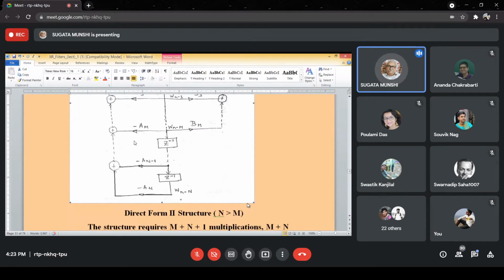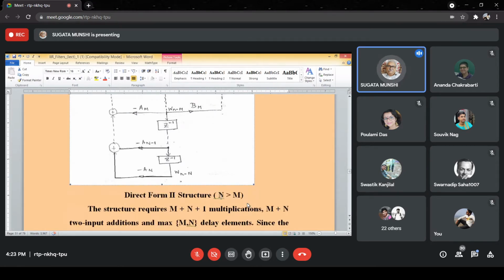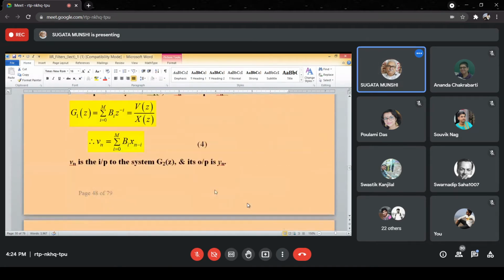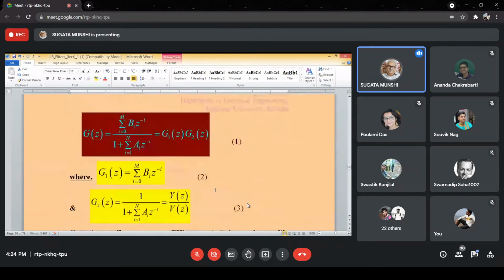So this particular direct form 2 structure has been drawn considering capital N greater than capital M. It could have been the other way around. Remember that if you consider the transfer function here for this IIR filter, there's no constraint. Don't think that capital M cannot be greater than capital N. It can be greater than capital N. That will not affect causality. So any one of them can be larger, capital M or capital N.